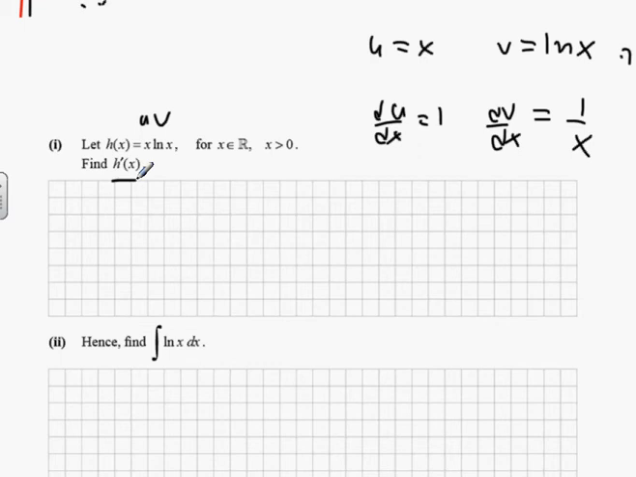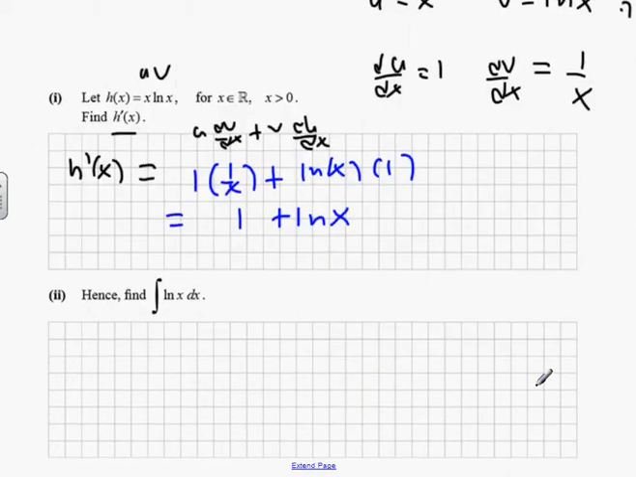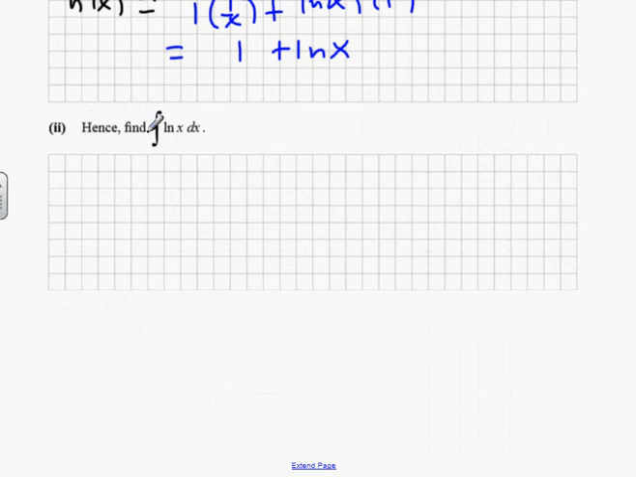Now, we have to find the first derivative. So h'(x) is going to be u times dv dx plus v times du dx, being the product rule. So 1 times 1 over x plus v, which is ln x, multiplied by 1. So we're going to get 1 plus ln x. Now, next thing we're asked to do after that is hence find the integral of ln x dx.